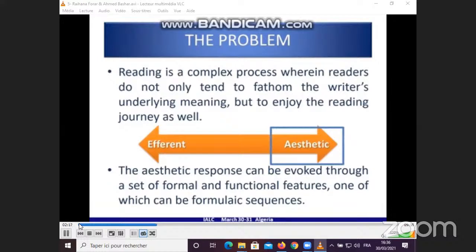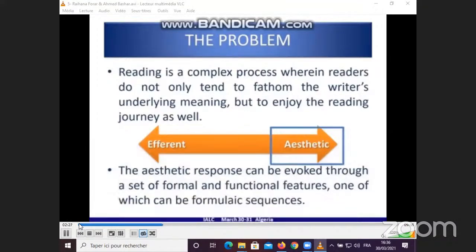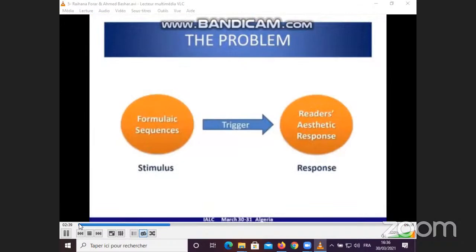To be clear, formulaic sequences refer to those multi-word expressions and fixed or even semi-fixed expressions and sequences that are retrieved and used in a language without being obliged to generate sentences from scratch at the time of use. To put things more simply, formulaic sequences are suggested as a stimulus that can trigger EFL readers' aesthetic response, and this will be explored via their attitudes in the present study.